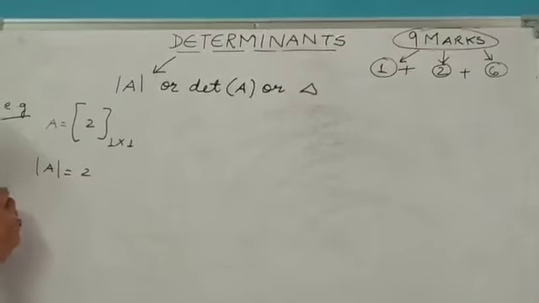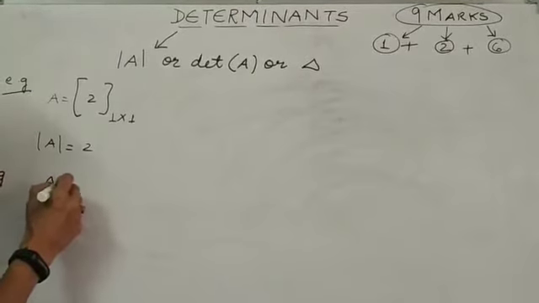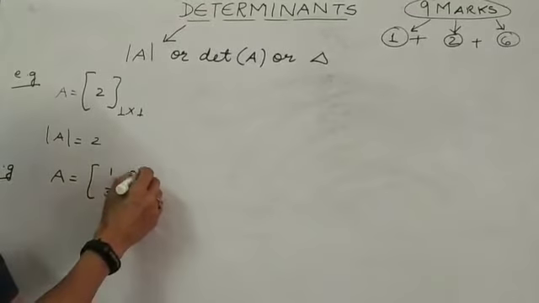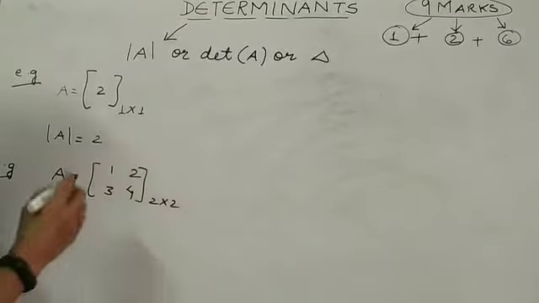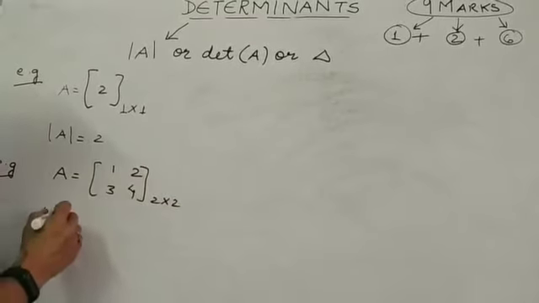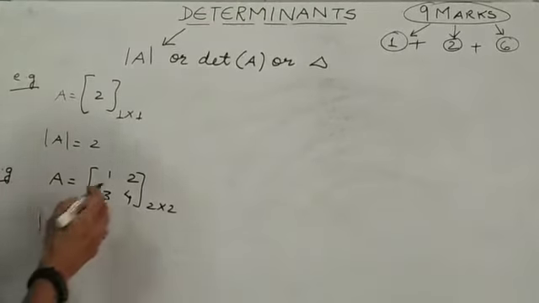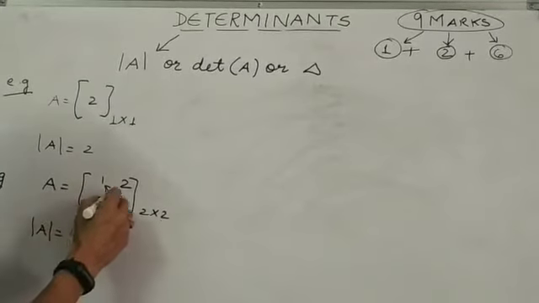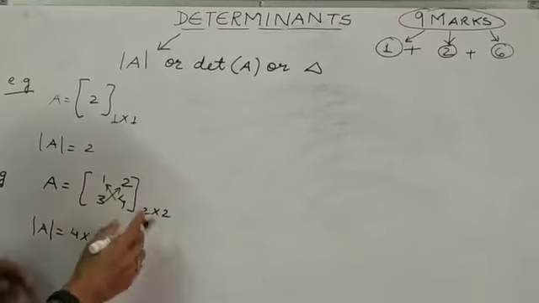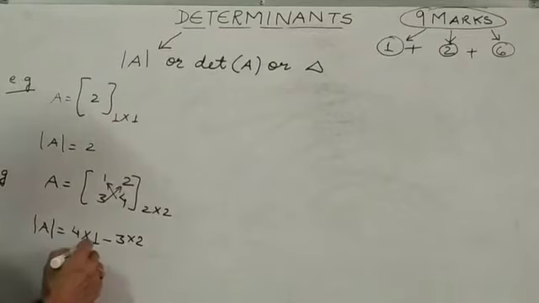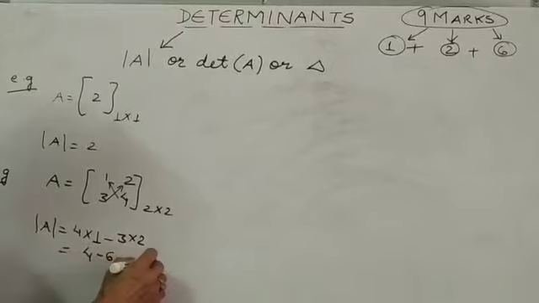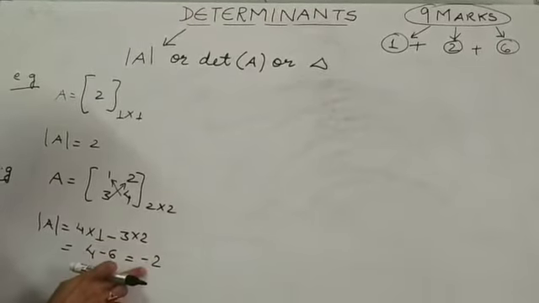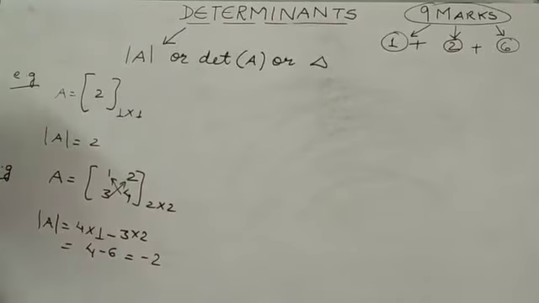Now you see in example 2, a matrix of 2 into 2 order. Then the determinant of A can be calculated in this order only. That is 4 into 1 minus 3 into 2. It should always be taken in this order only. So this is 4 minus 6, which is equal to minus 2. That means this is your number or determinant which is associated with this matrix.